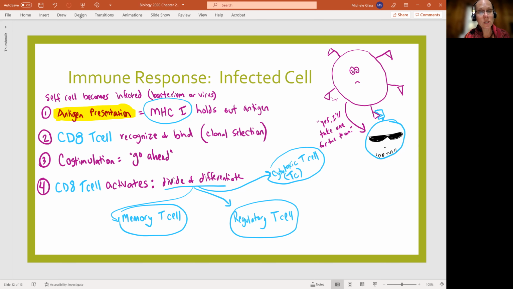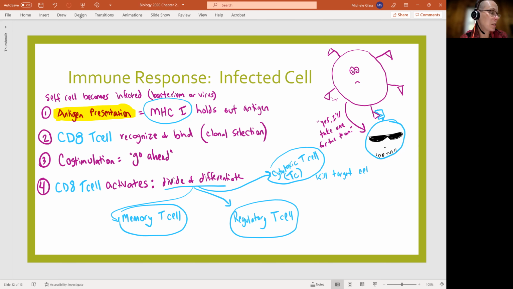So primary immune response means, again, this is the first time we're ever exposed. What are we going to do? These are the steps of what we're going to do. When we get that cytotoxic T cell, what we see happening is it will actually kill the target cell.